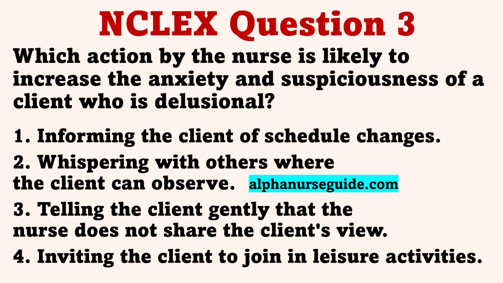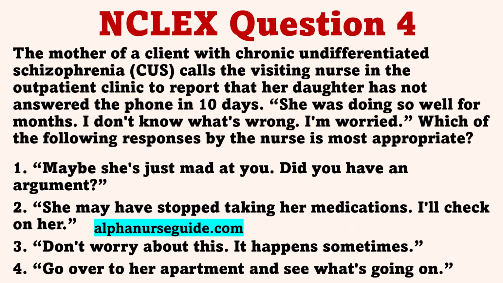The mother of a client with chronic undifferentiated schizophrenia calls the visiting nurse in the outpatient clinic to report that her daughter has not answered the phone in 10 days. "She was doing so well for months. I don't know what's wrong. I'm worried." Which of the following responses by the nurse is most appropriate? 1. Maybe she's just mad at you. Did you have an argument? 2. She may have stopped taking her medications. I'll check on her. 3. Don't worry about this. It happens sometimes. 4. Go over to her apartment and see what's going on.